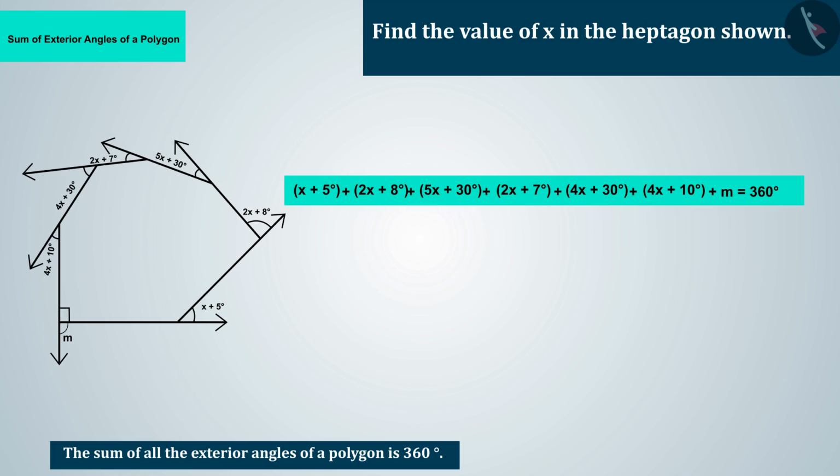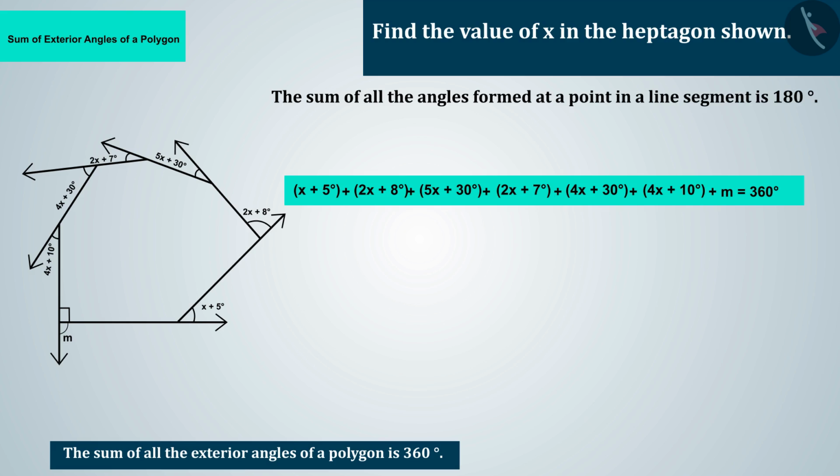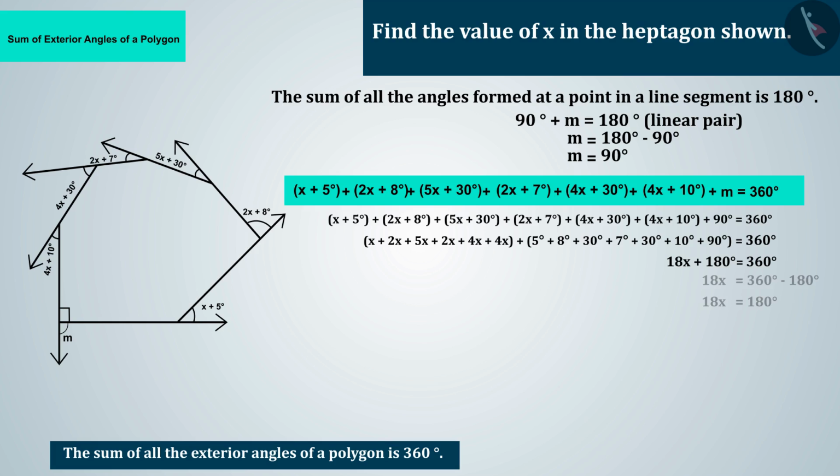In the picture, we can see that the measure of this angle is 90 degrees. We know that the sum of all the angles formed at a point on a line segment is 180 degrees, with the help of which we find the value of m, which is 90 degrees. Substituting m into this equation and solving, the value of x comes to 10 degrees.